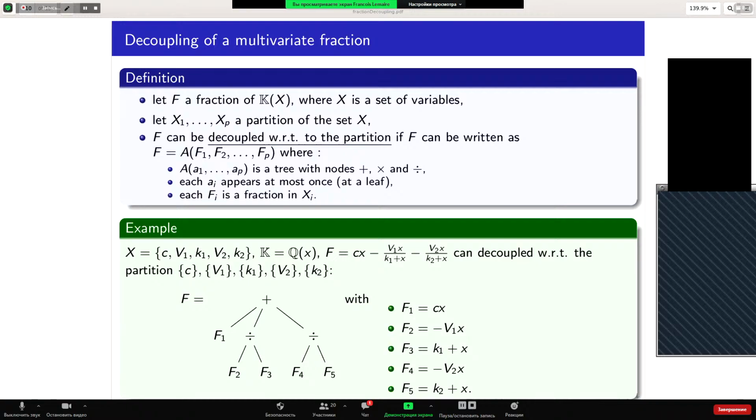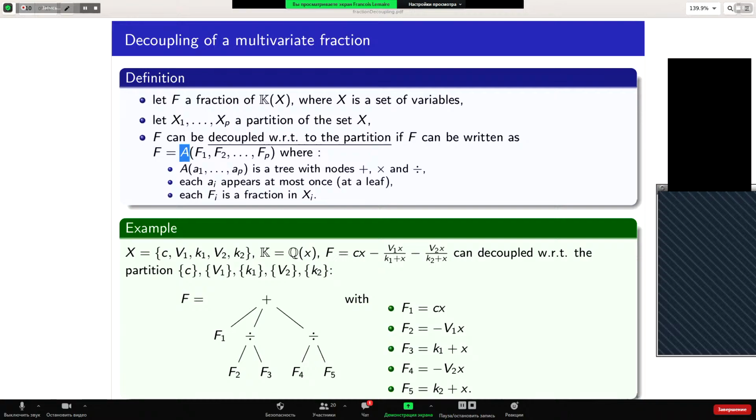So I have a fraction f. I split the set of variables into smaller sets of variables using a partition. And then I have a fraction f1, which depends on the variables in x1, a fraction f2 depending on variables in x2, etc. And then using those fractions, which have independent variables, and using something which is a tree, in fact, I'll be able to recover the fraction f.